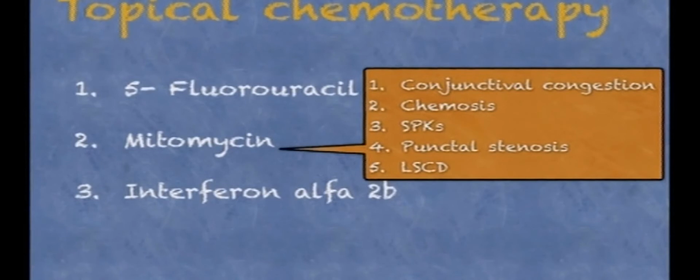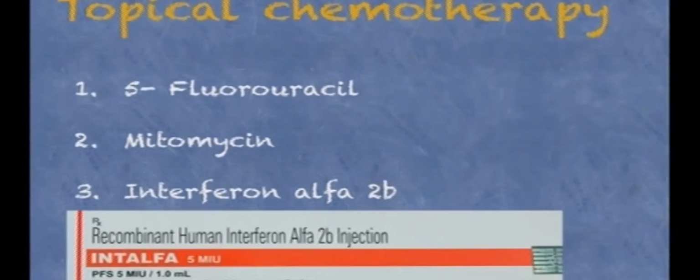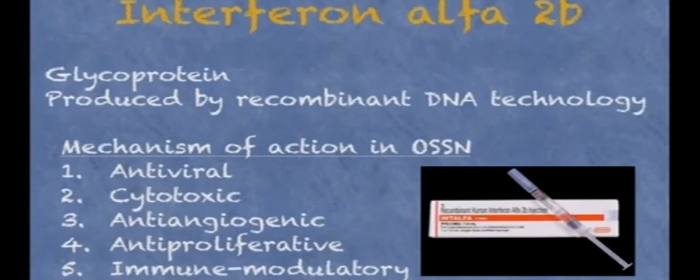So the efficacy of all these three agents is comparable, but considering the side effect profile, interferon alpha 2b is the safest of all. Interferon alpha 2b is a glycoprotein produced by recombinant DNA technology. The exact mechanism of action is unclear. These are the different proposed mechanisms.